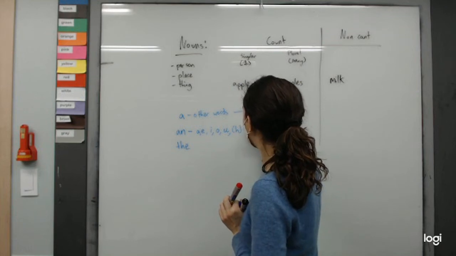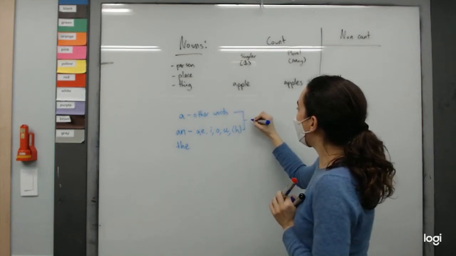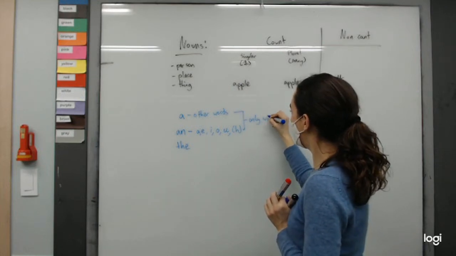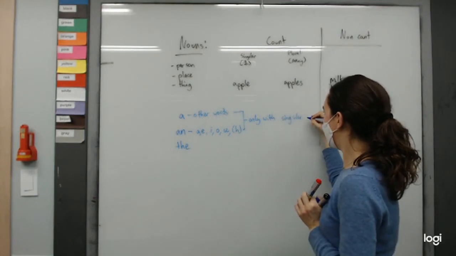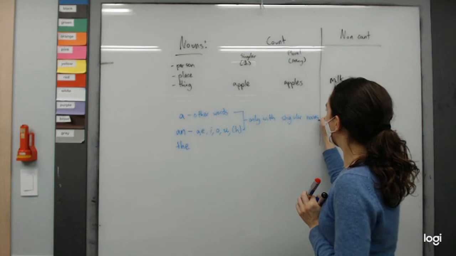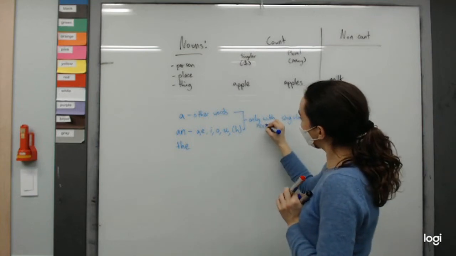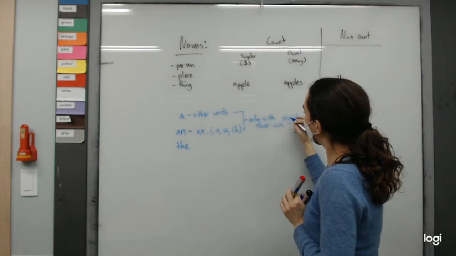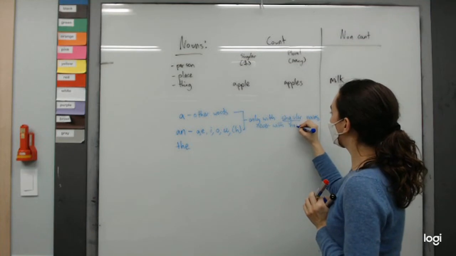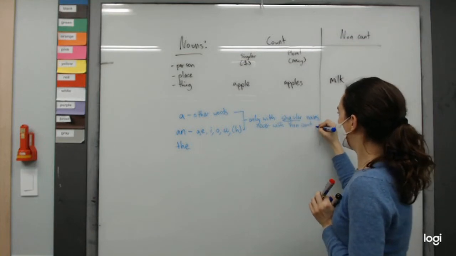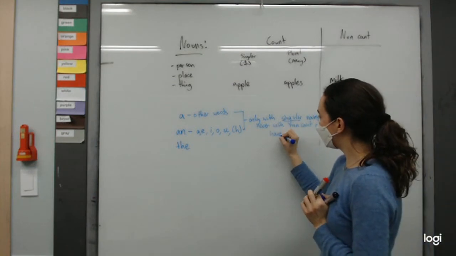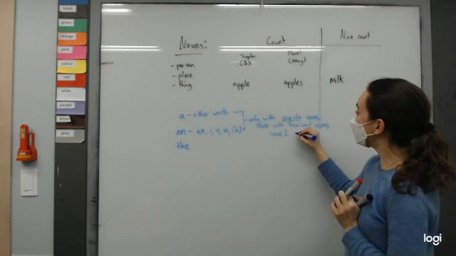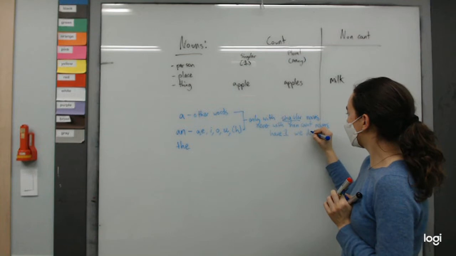Okay. We use a only with singular nouns. Never with non-count nouns. And we use a when we have one we did not talk about before.